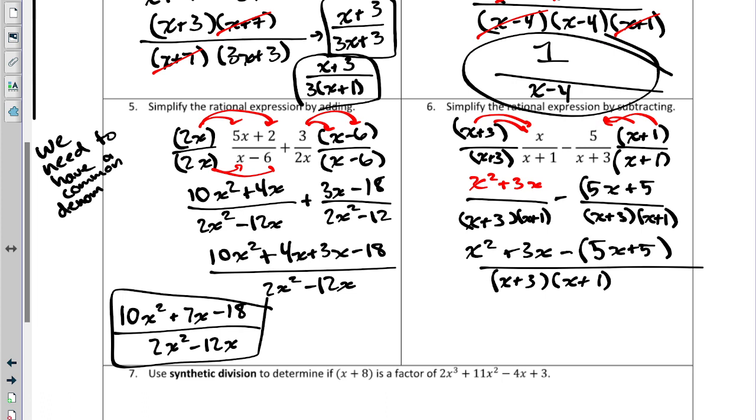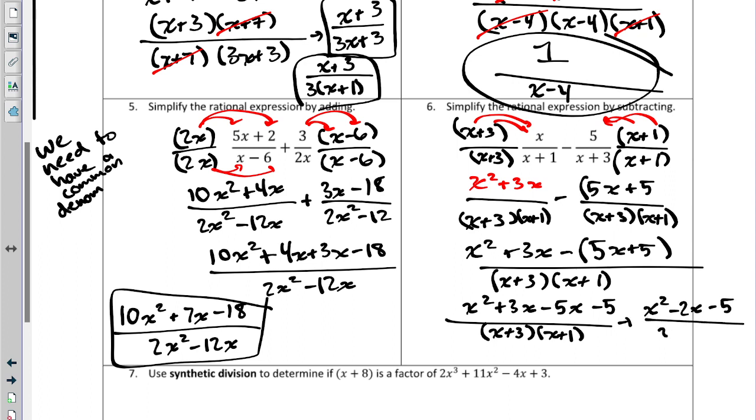The reason I did the parentheses is because I have to subtract 5x and I have to subtract 5, meaning I kind of have to distribute this minus sign in. And so this is going to, in total, become x squared plus 3x minus 5x minus 5 over x plus 3 times x plus 1. That is going to simplify. Finally, I'm running out of room. I took too many steps. You guys can skip a step if you want. x squared minus 2x minus 5 over x plus 3 times x plus 1, which you could multiply out the bottom if you wanted to.